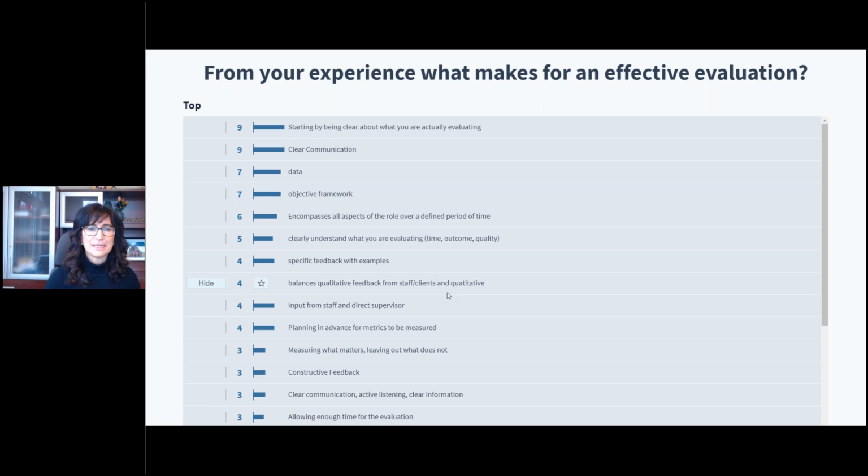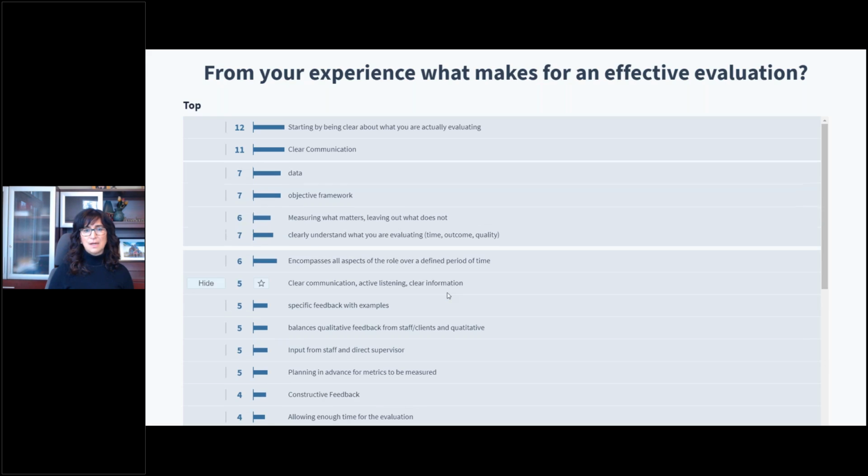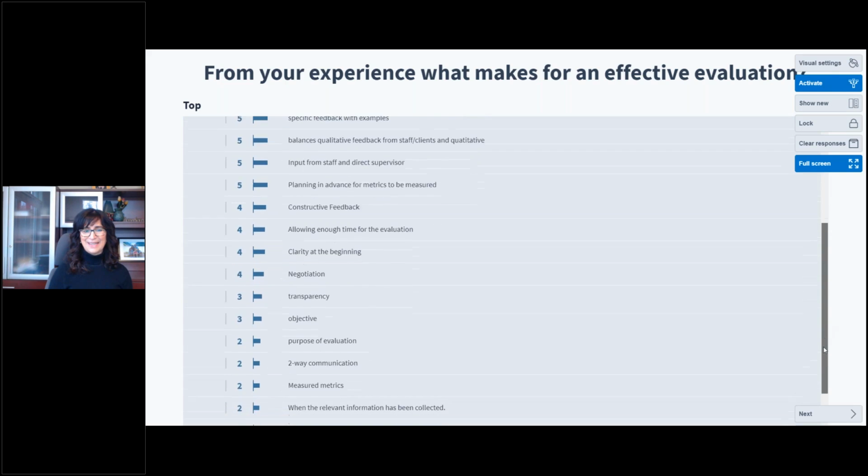Yeah, that starting by being clear about what you are actually evaluating is a big part of what we're going to focus in on today. Evaluation, as you know, can be as simple as a reflection as well as really comprehensive evaluations. We want to really think through. I love that statement, measuring what matters, leaving out what does not. Yeah, narrowing in on what is that one evaluation question. Gerda always comes back to us on that. Clearly understand what you are evaluating: time, outcome, quality. Absolutely.